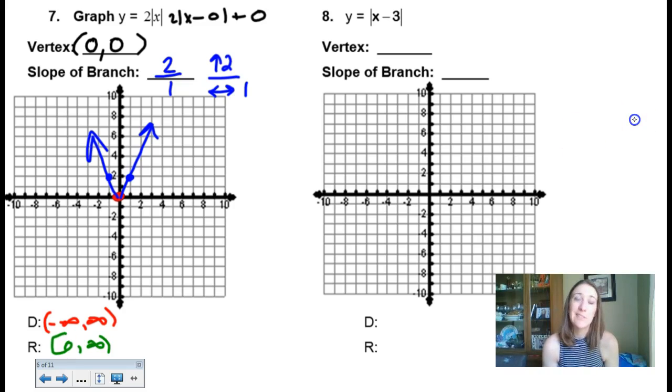All right, so the next one, vertex. Remember, it's at h, comma, k. So I noticed that there is nothing off to the side, so the k is a 0, but the h, remember, that negative is a part of the formula. So when it says x minus h is the same thing as x minus 3, that means h is 3.